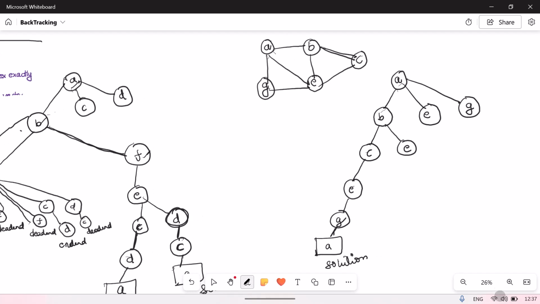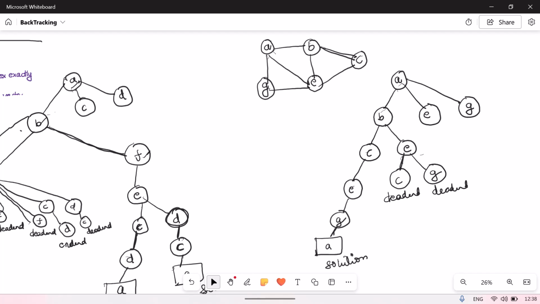What about the next one? E. From E, the possibilities are G, B, all are there. But A and B can't be visited. So the only possibility is C and G. C and G both become dead ends because everything else is visited. So this becomes a dead end. This is also a dead end.